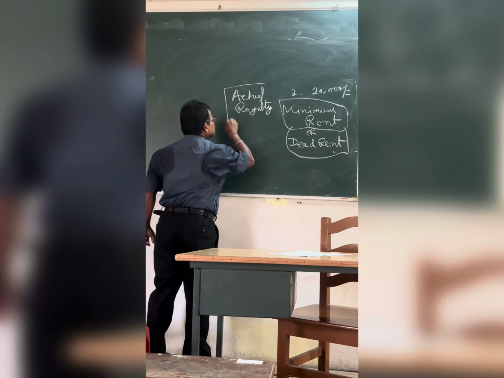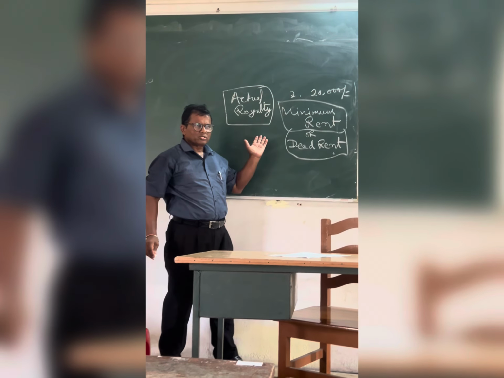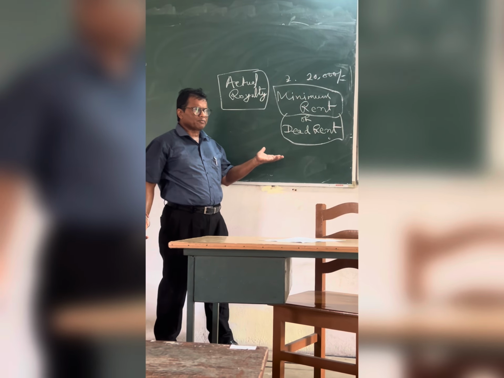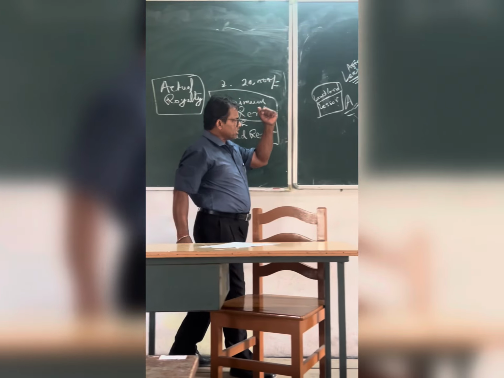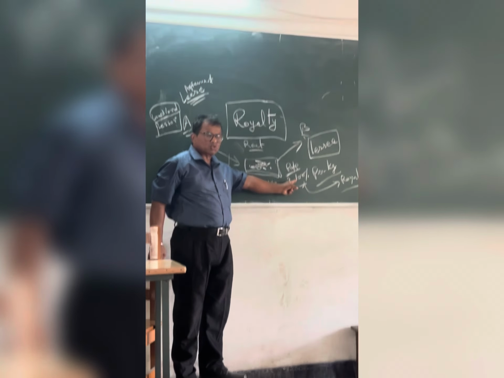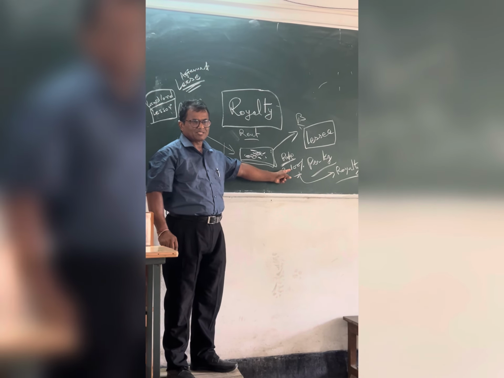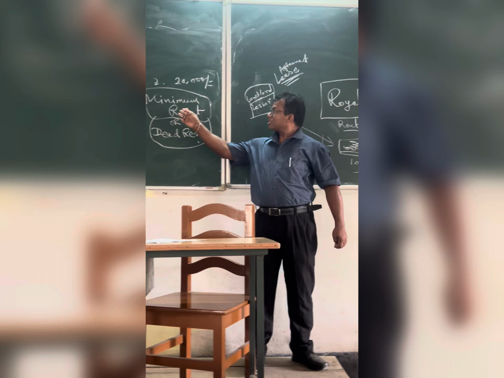Actual royalty is the amount which is actually calculated. Suppose your production is 50 kg. So 50 into rupees 100 will be 5,000 actual rent. Right? But minimum rent is this.